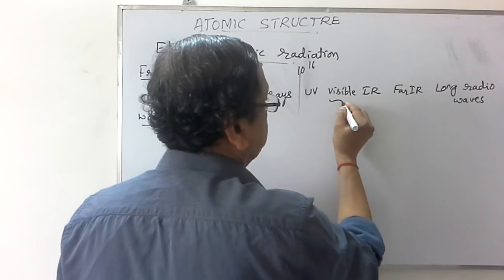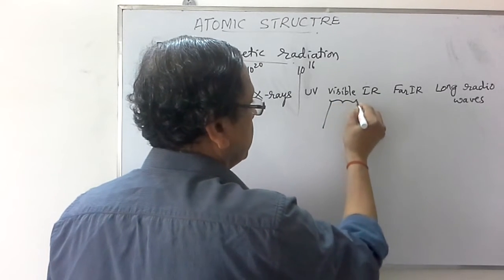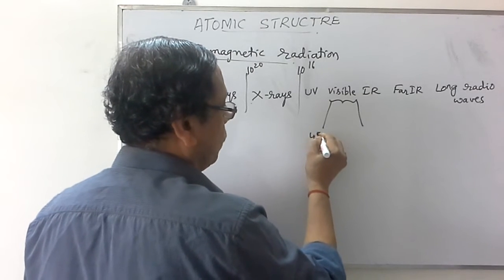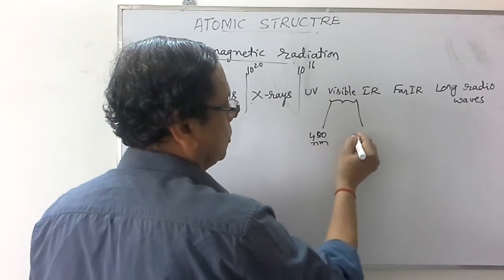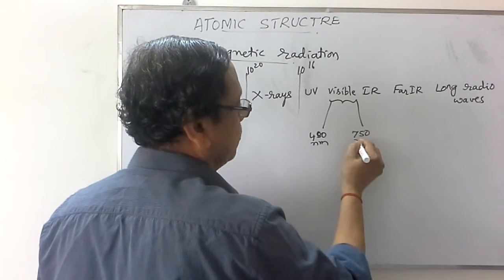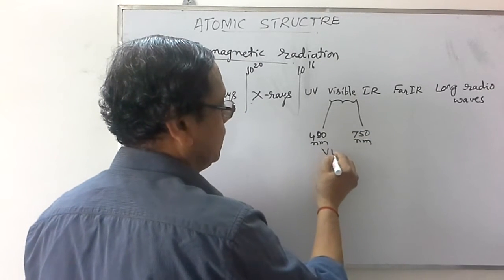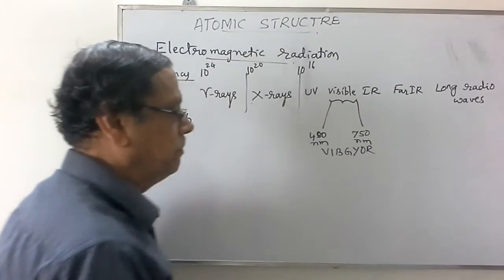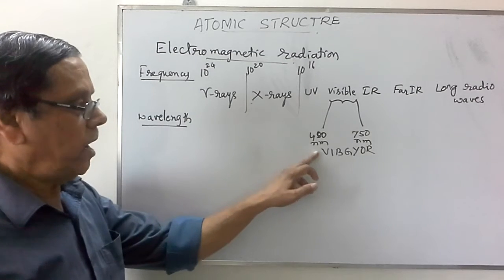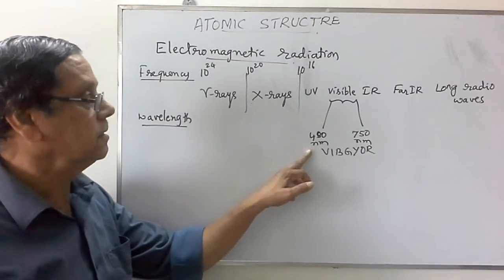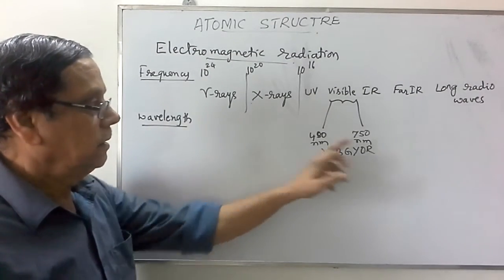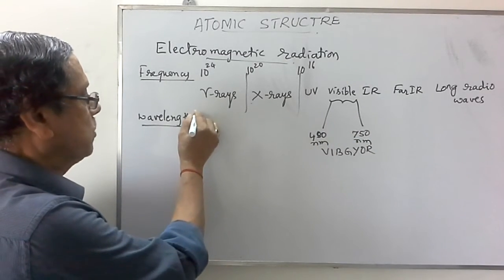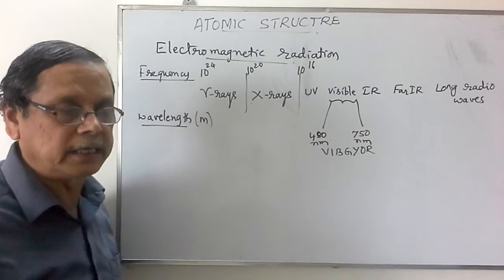But the most important one is the visible. In the visible, we have radiations starting from 400 nanometers to 750 nanometers. This is most important as far as the visible region is concerned, VIBGYOR. So violet has about 400 nanometers, that is wavelength, and 750 in the case of red. Wavelength is usually expressed in terms of meter or nanometer, etc.